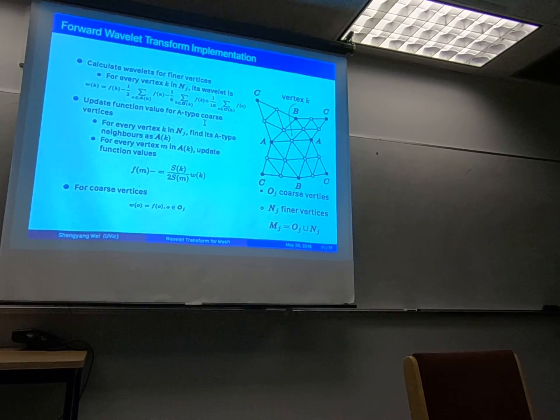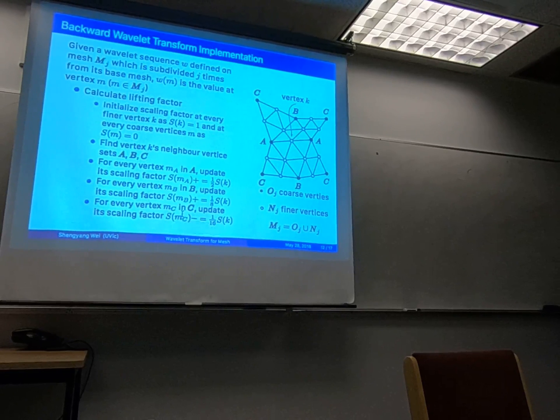Then we have to update the A-type coarse vertices' function values by this equation. Because the scaling factor was calculated before, we directly update the function value at A-type coarse vertices, and then move to the next finer vertex. So in the whole process, every coarse vertex has its function value updated. For all the coarse vertices, the Wavelet coefficient is just the updated function value. Okay, that's the forward Wavelet transform.